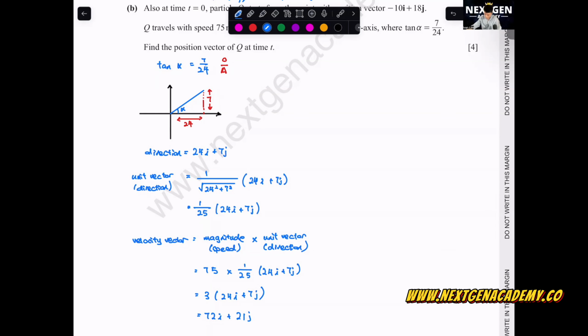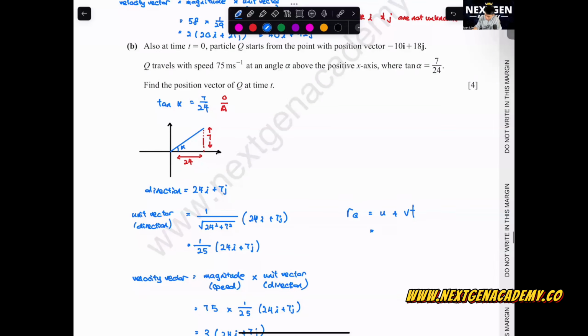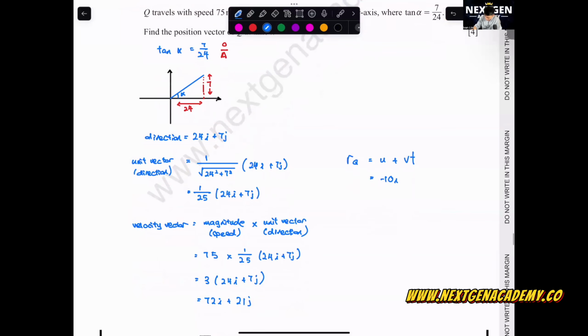Okay, we repeat the same thing again. So what is the position vector of Q? So RQ equals U plus VT. The initial position is negative 10i plus 18j. Negative 10i plus 18j plus VT, 72i plus 21j t. Okay, we can simplify this to negative 10 plus 72t i plus 18 plus 21t j. Or you can write it as negative 10 plus 72t, 18 plus 21t, if you write it into column vector.